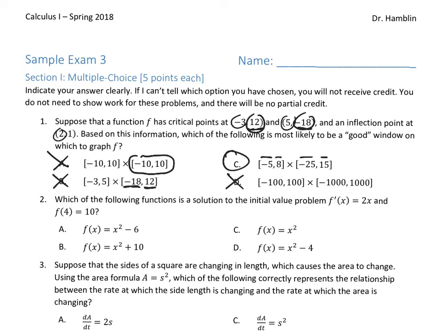For number 2, we want to know which of the following functions is a solution to the initial value problem f prime of x equals 2x and f of 4 equals 10. A quick glance at the options shows that all of these satisfy the first part of that initial value problem. All of these functions have a derivative of 2x. So then the only question becomes which of these has the property that f of 4 equals 10. Plugging 4 into each of the options, we quickly see that A is the only one that has that property.